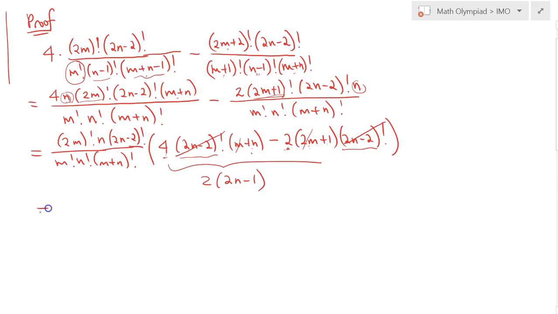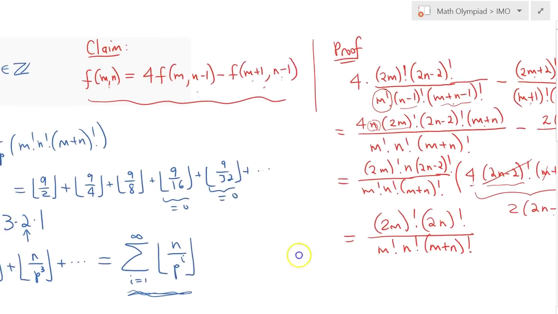Okay, perfect. So therefore what's left is my denominator is already fixed. And look at my numerator. I have 2m factorial. That's just beautiful. And then look at that. I have 2n minus 2 factorial times 2n minus 1. So therefore it was 2n minus 1 factorial. And then I further have a 2n. So that's just 2n factorial. Whew, so therefore the claim is true.